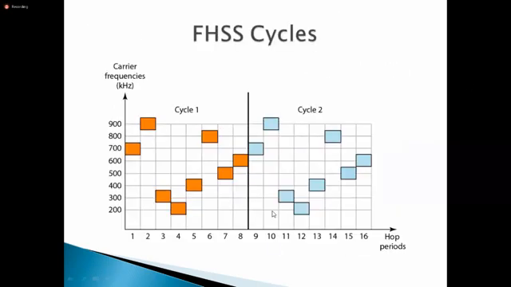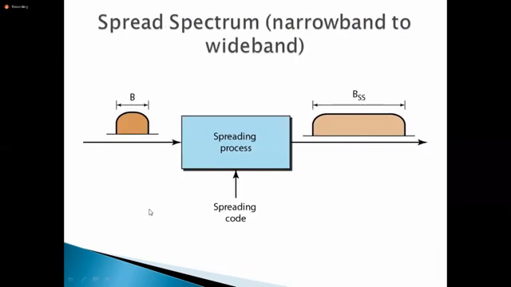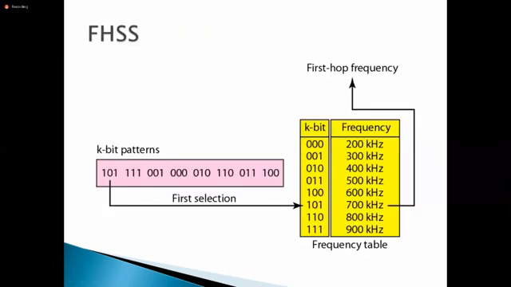Now I told you we have two types of spreading techniques. One is called the frequency hopping spread spectrum. The other one is called the direct sequence spread spectrum. පළවෙනි එක අපි කියනවා frequency hopping spread spectrum. The other one is called the direct sequence spread spectrum. So how do we do this? In frequency hopping spread spectrum, what happens?